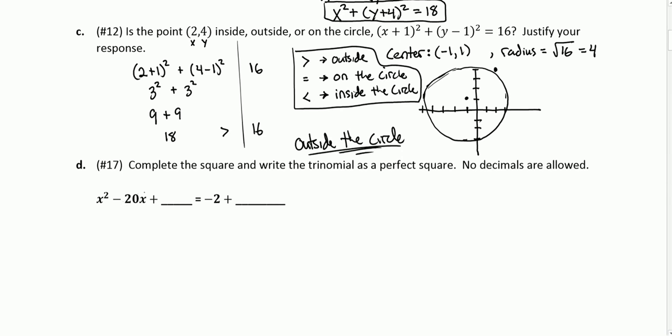In order to come up with the number that we need to complete the square, we're going to take negative 20, which is the number in front of x, divide it by 2, or cut it in half, and then square it. When we divide it by 2, we get negative 10, and negative 10 squared is 100. So that's the number we need to add to both sides of the equation.